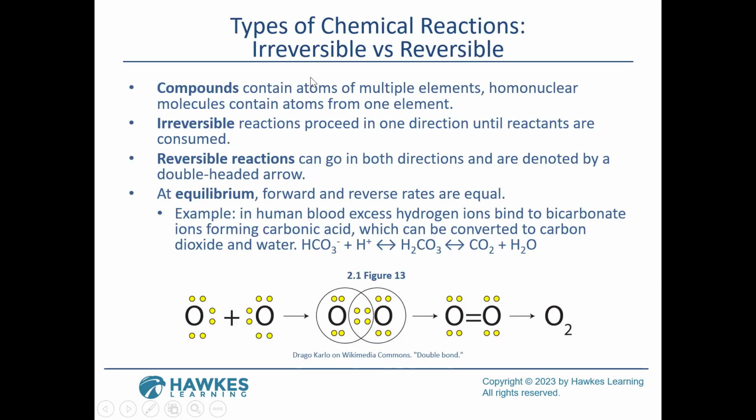Compounds contain atoms of multiple elements. Homonuclear molecules contain atoms from one element. Irreversible reactions proceed in one direction until reactants are consumed. Reversible reactions can go in both directions and are denoted by a double-headed arrow. So a double-headed arrow means it could go either way. The reaction can go to completion or it can return back.